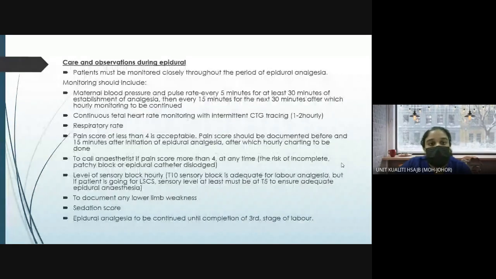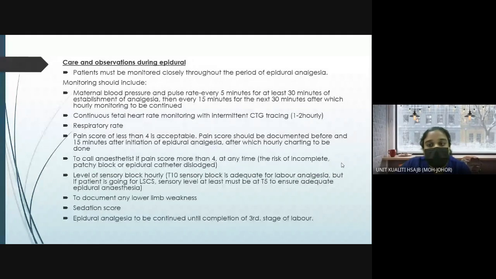The care and observations during epidural. The patient should be monitored closely throughout the period of epidural analgesia. Monitor the maternal blood pressure and pulse rate every 5 minutes for at least 30 minutes, subsequently every 15 minutes for the next 30 minutes, and then hourly. Continuous fetal heart monitoring with intermittent CTG tracing 1 to 2 hourly. Monitor the respiratory rate. A pain score of less than 4 is acceptable.